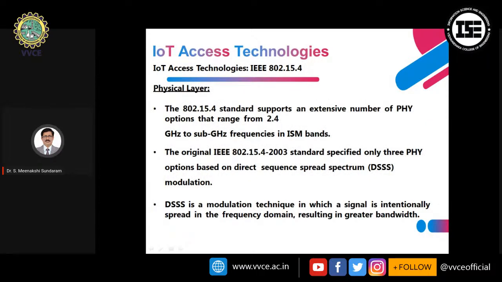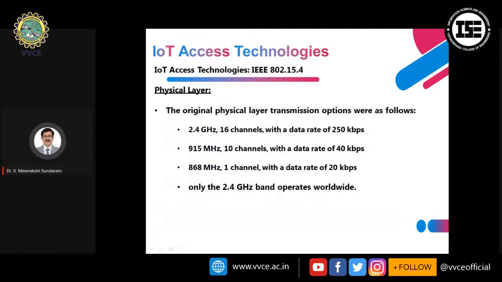If we take the physical layer, the 802.15.4 standard supports an extensive number of physical options and ranges from 2.4 gigahertz to sub-gigahertz frequencies in ISM bands. The original IEEE 802.15.4 standard released in 2003 specified only 3 physical options based on the direct sequence spread spectrum, DSSS modulation. The DSSS modulation technique is one in which a signal is intentionally spread in the frequency domain, resulting in greater bandwidth.